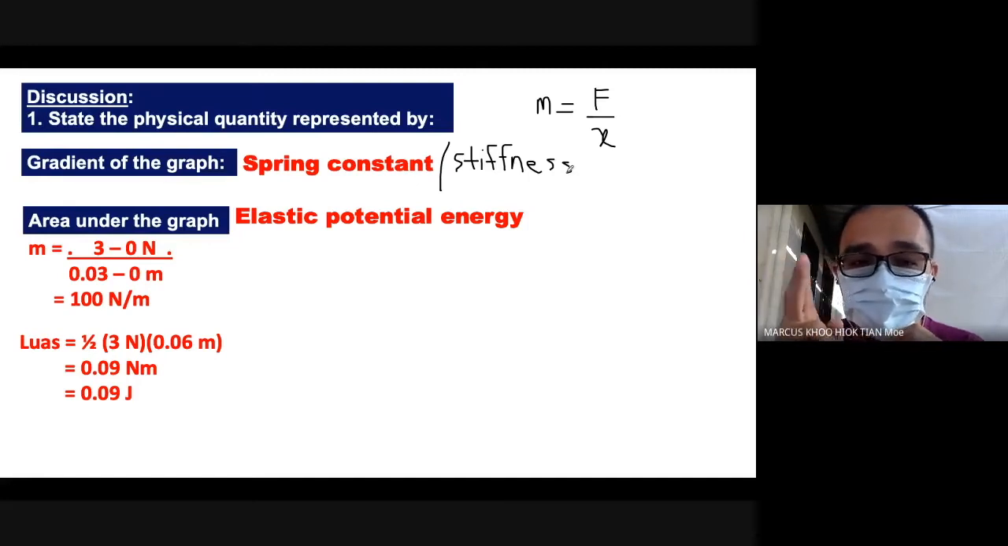Secondly, what is the relationship between the stiffness and the elastic potential energy? Anybody? Today is anybody day because I really can't be bothered to call names. Anybody? What's the relationship between the stiffness and the elastic potential energy?